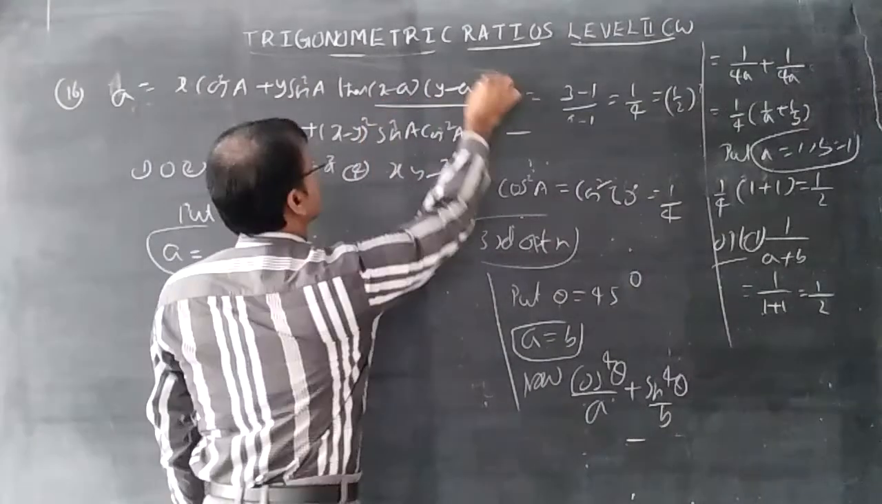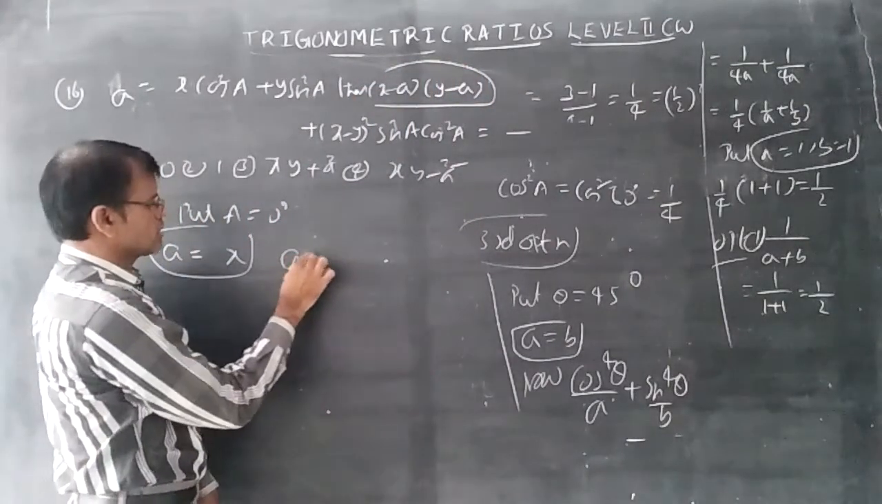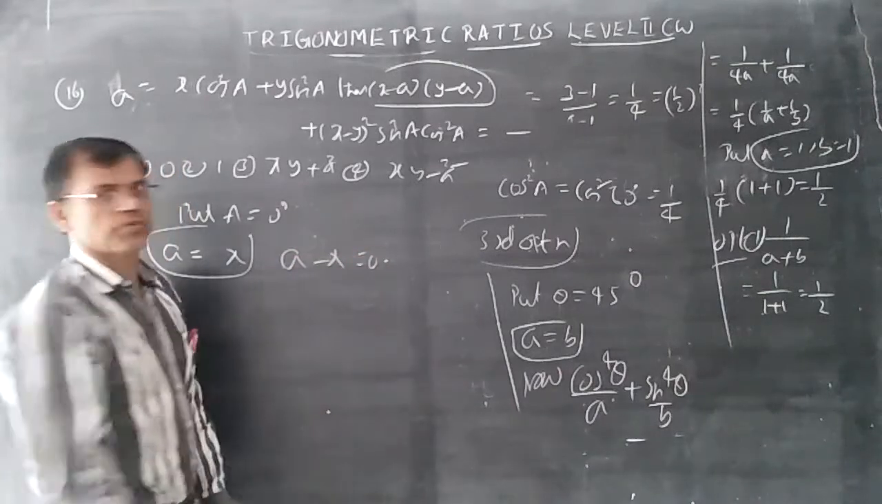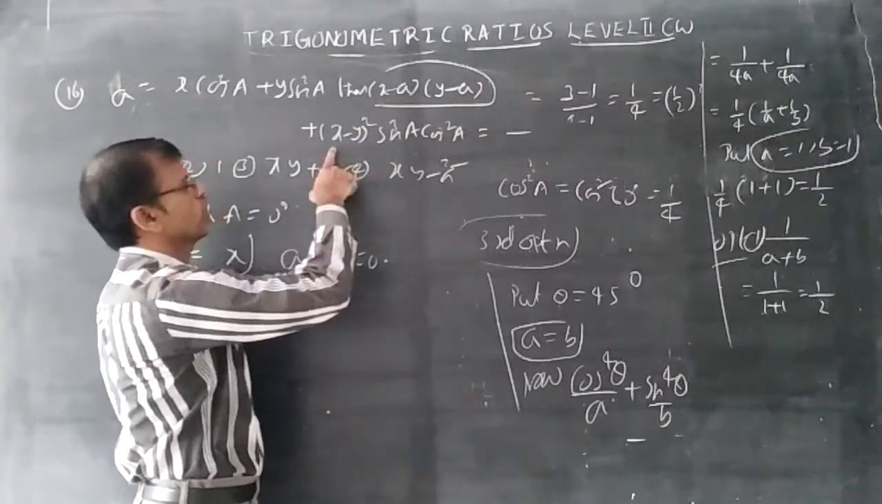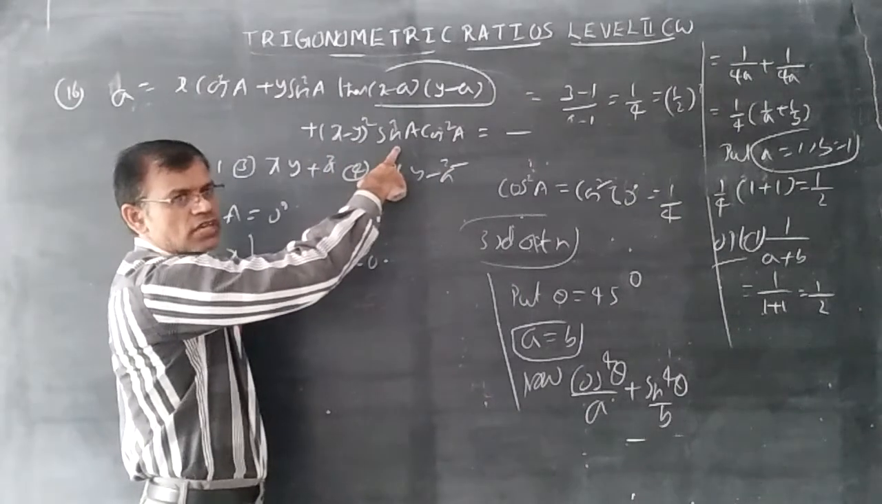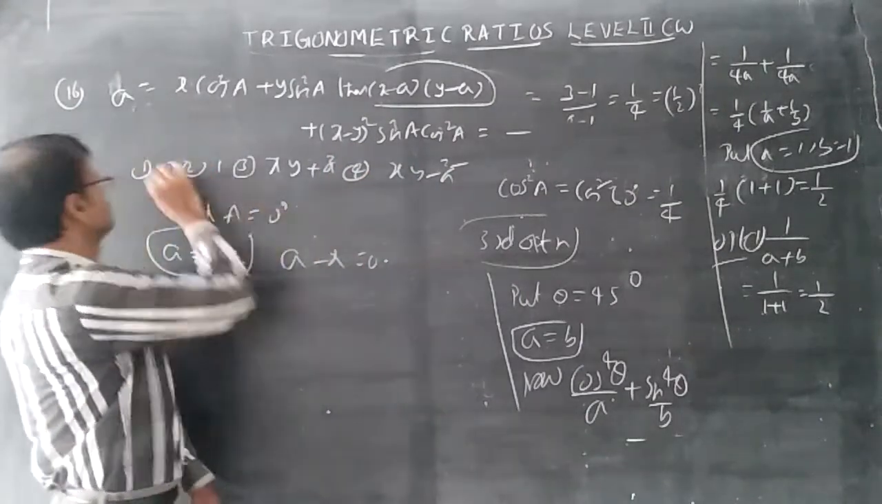What is it asking? Whenever a is equal to x, x minus a or a minus x is becoming 0. Substitute, this is 0. 0 into anything is 0, plus sin 0, which we already saw, is 0. So the answer is 0.